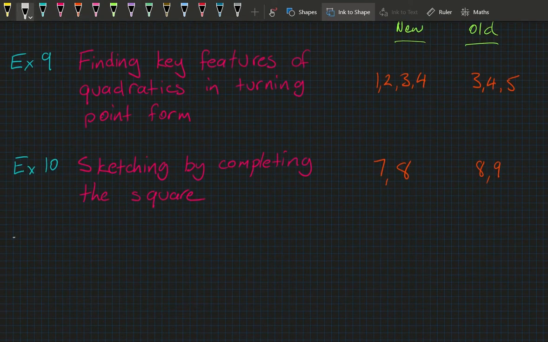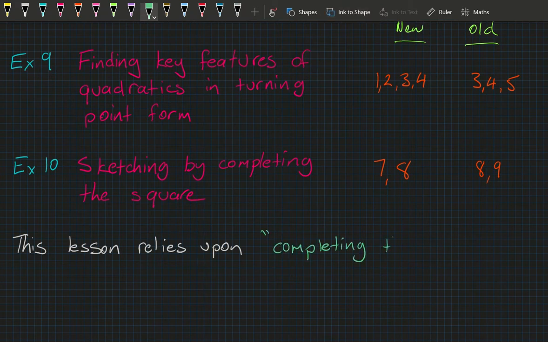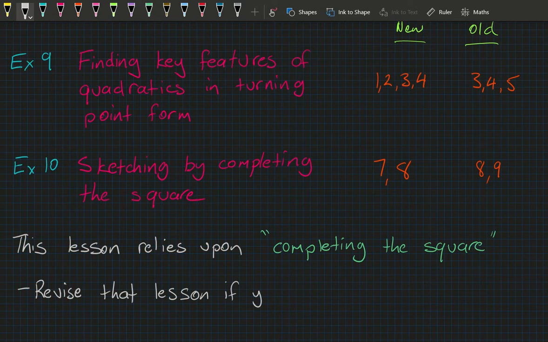So it really shouldn't be any surprise to you that this lesson relies upon knowing how to complete the square. So make sure you revise the lesson on this topic if you really need to, because as we go through this lesson, I'll be assuming that you already understand it. All right, I'm going to see you in the introduction.